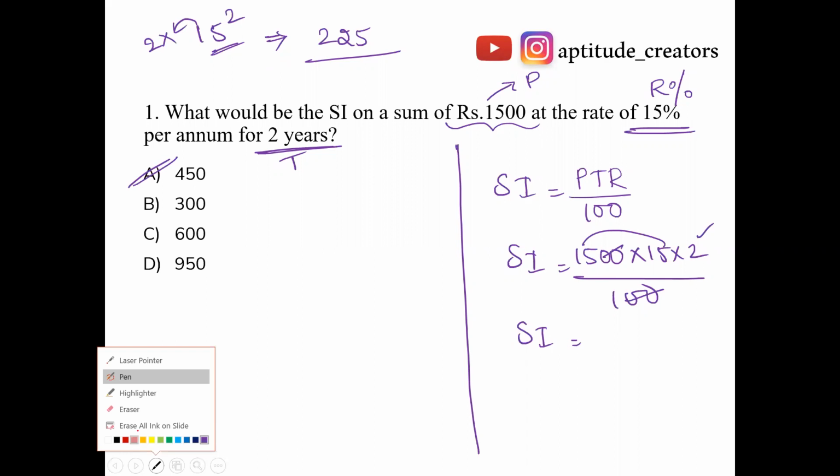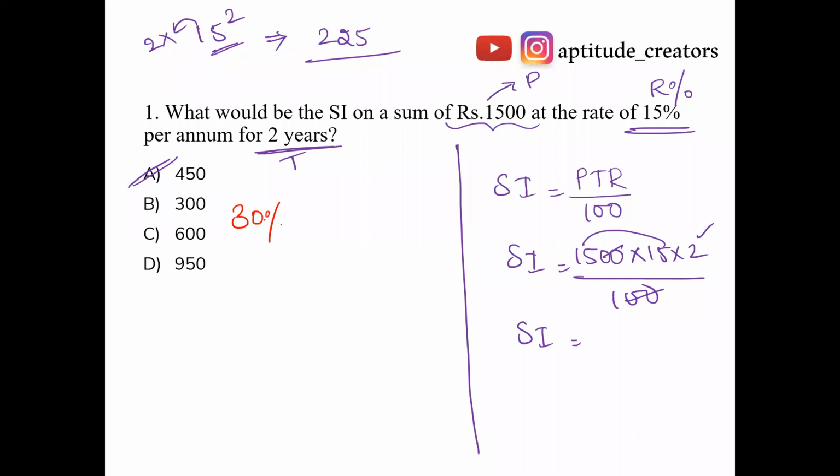Agree? Yes, agree. Okay. Now here, moving forward to the shortcut trick. What is the shortcut trick behind this? 15% for 2 years. I can write it as 15 into 2 is equals to 30. 30% we have to calculate on principal only. Now what is 30% of 1500? 2 zeros are cancelled out. 15 into 3 is equals to 450. Answer is option A, 450.